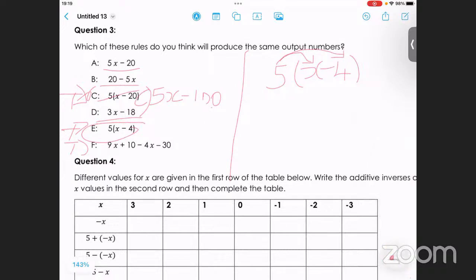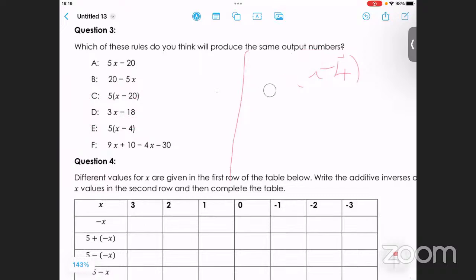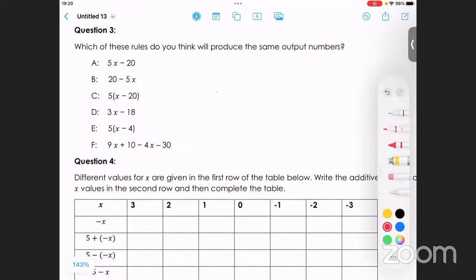Let me try to redo this one, and then we will try to do E again, so that everybody understands. When I started, the question asked which of these rules do you think will produce the same output? So basically they want to see which of these expressions are the same. If they are the same, that means they will produce the same output.